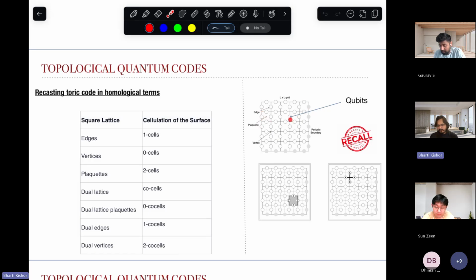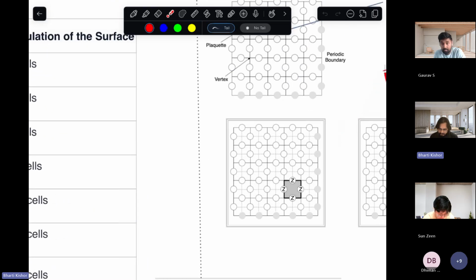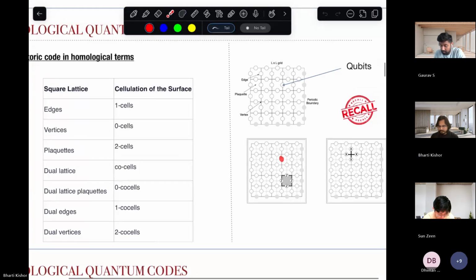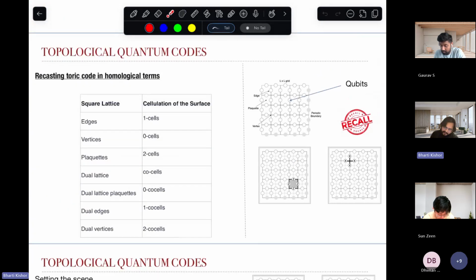And qubits are placed at edges. Actually, they are placed at the point where you have the intersection of the lattice and the dual lattice. Like you see right here, the dual lattices are drawn, and this is where you place it. And we had also studied the plaquette operator, corresponding to a face, which is a tensor product of Z operators. And we also had the vertex operator that we had looked at.